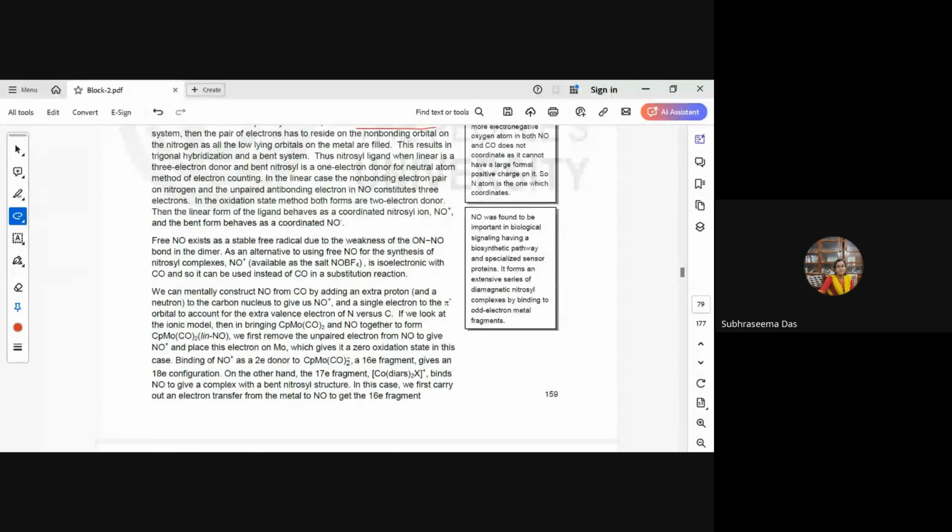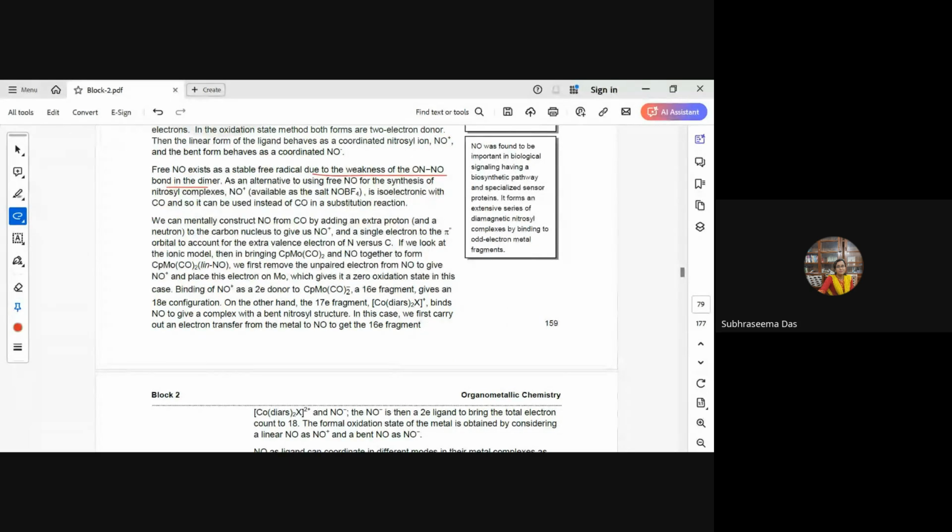Now free NO exists as a stable free radical, due to the ON-NO bond in the dimeric state. We can construct NO from CO by adding an extra proton to the carbon nucleus, which is analogous to CNO+. If you look at this model, in bringing CpMo(CO)2 together, we have to first remove the unpaired electron.